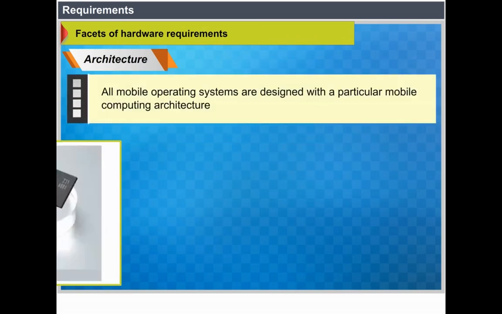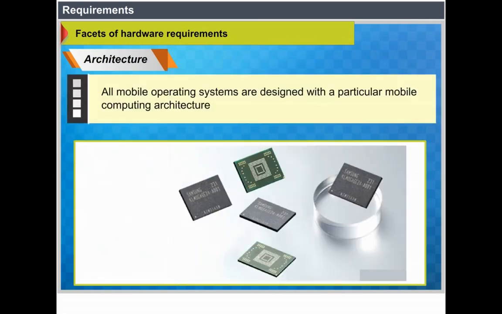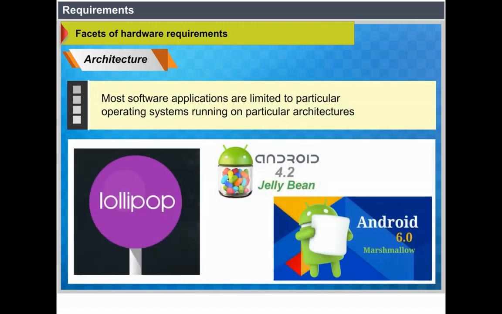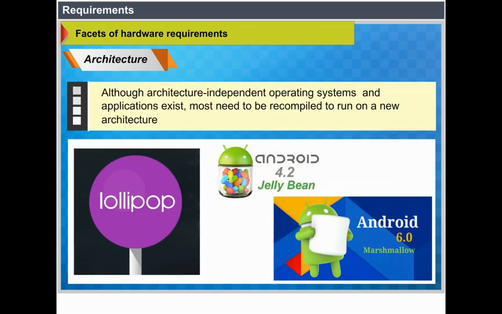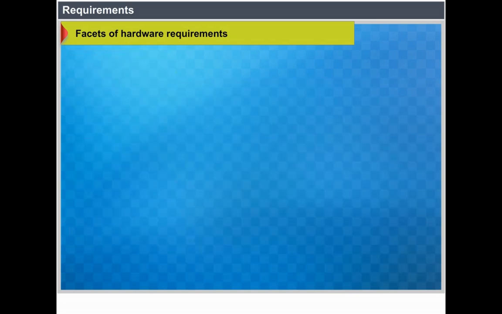Architecture. All mobile operating systems are designed for a particular mobile computing architecture. Most software applications are limited to particular operating systems running on particular architectures. Although architecture-independent operating systems and applications exist, most need to be recompiled to run on a new architecture.